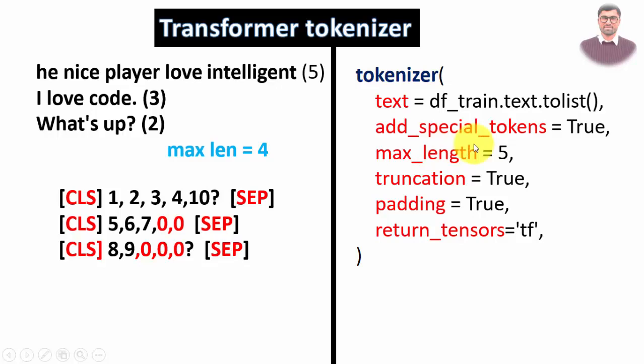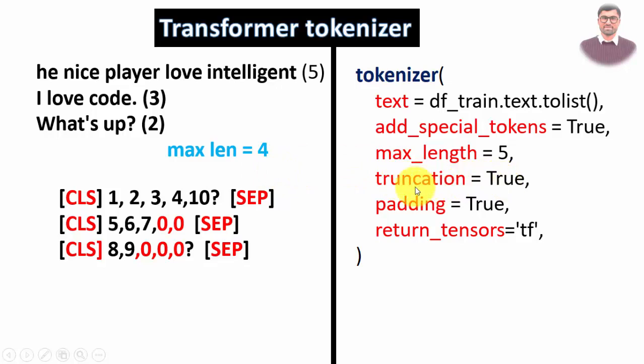After that, max length. I am telling my model that you will get a lot of sentences, but here the maximum length of all my sentences is 5, while in reality it will be 100 or 200. We will see that. Here I am saying reality, meaning real data. This is just an example. Now truncation will be true.